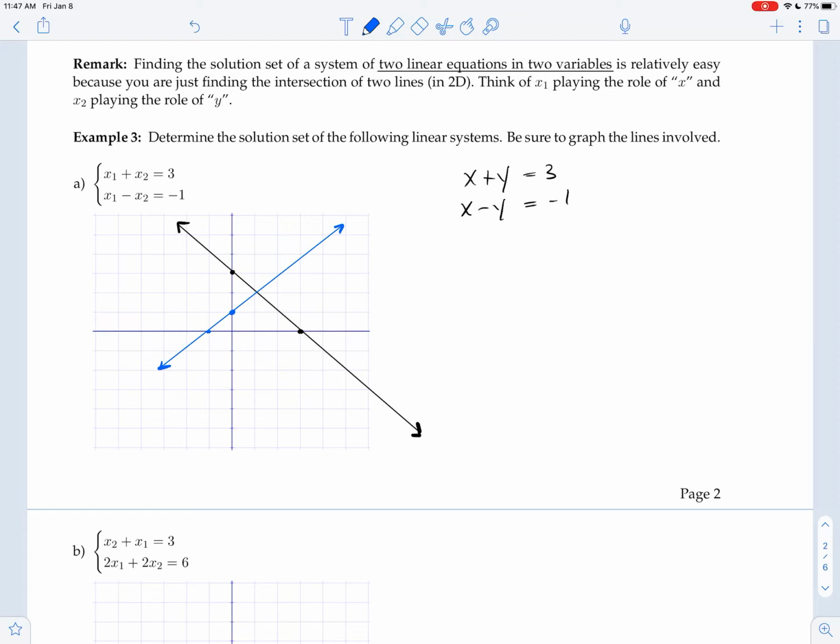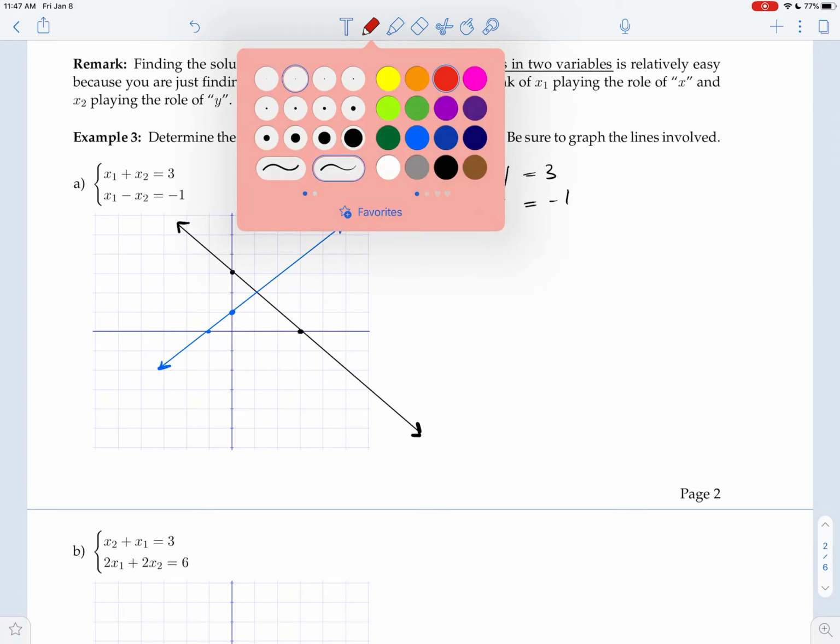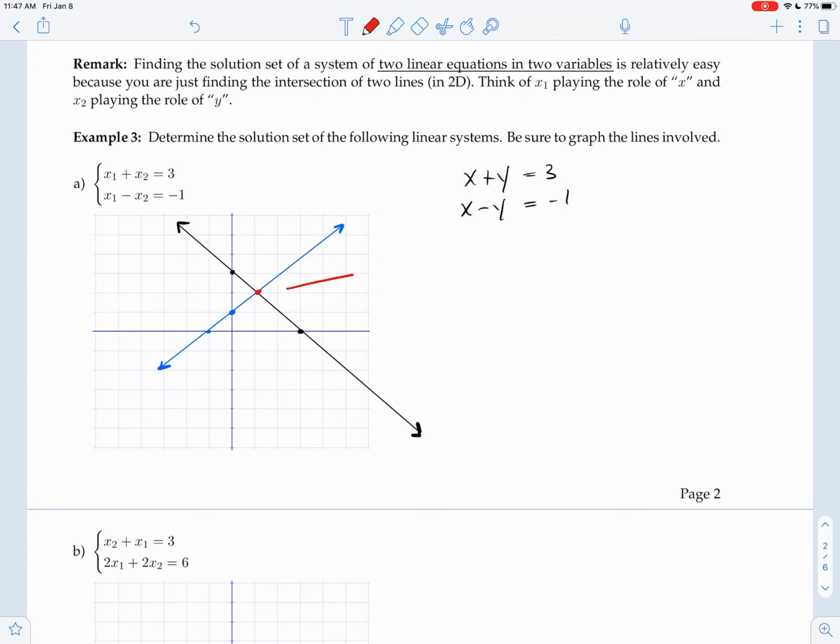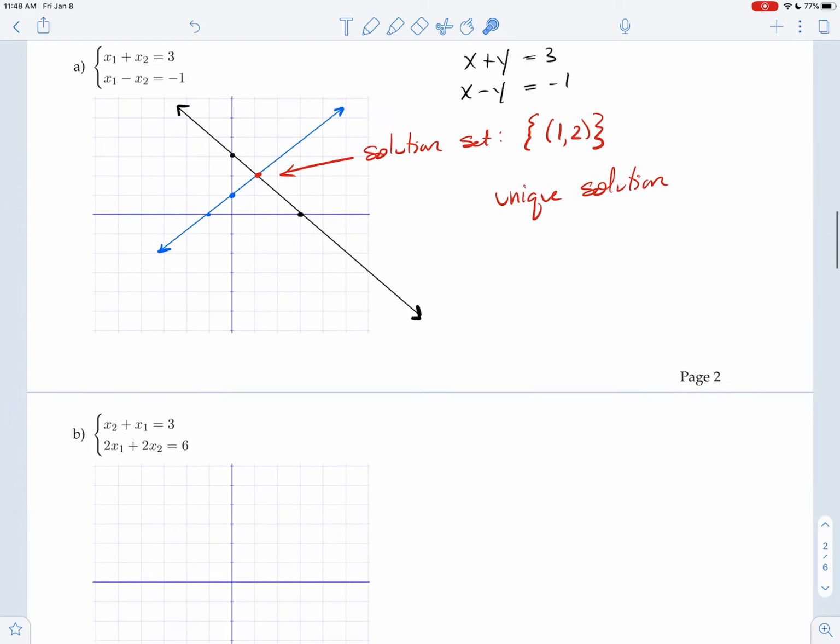Here's the other line. And you can actually visually see the solution right there. Let's maybe use a different color. So there is the solution. And the solution set is, there's only one point in the solution. This system has one solution, and it looks like it's when x is 1 and y is 2. And there's a unique solution. Even though there are two numbers involved in your solution, there's one solution. This pair of numbers is a solution to this linear system. Okay, unique solution.